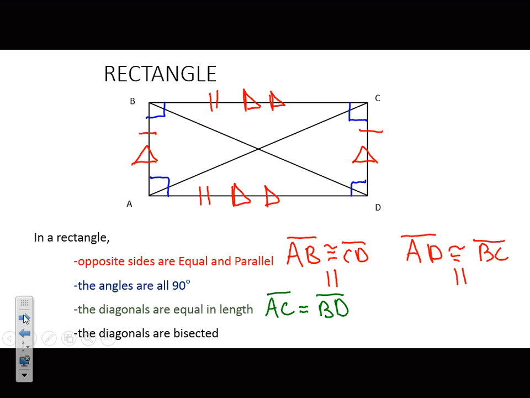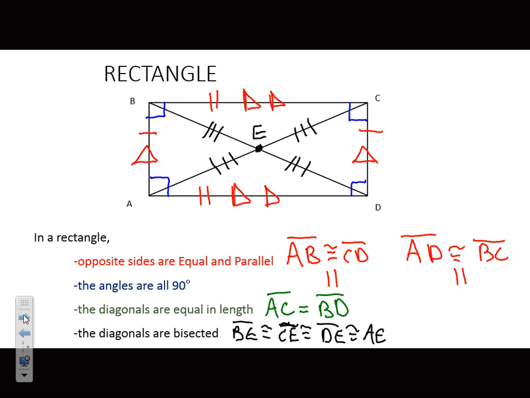Last fun fact, the diagonals are bisected. That means that they're all going to be equal to each other. So if I gave this the point E, BE would be congruent to CE, which is also congruent to DE, which is also congruent to AE. So if I want to write that down, BE is congruent to CE, which is congruent to DE, which is congruent to AE. So those are some fun facts about our rectangle. Now we're going to move on.